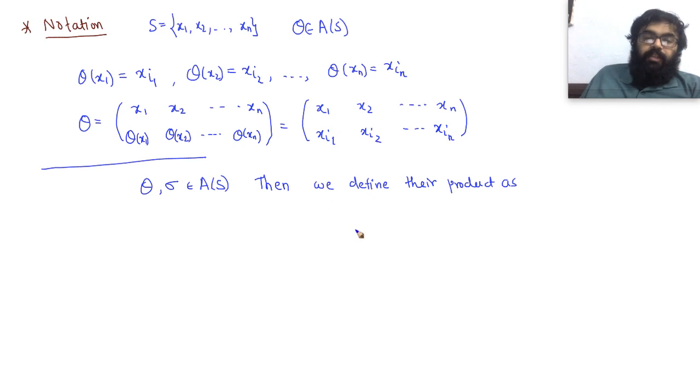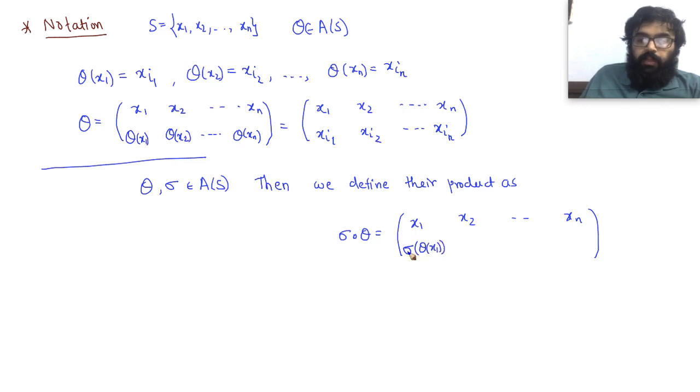Both are possible: theta composition sigma, sigma composition theta. So how do we write it? Let us say sigma composition theta. This is x1, x2 and so on. So x1 goes to, first theta is applied, right? Theta is on this side in the composition. So sigma composition theta of x1 is nothing but sigma of theta of x1. Sigma composition theta of x2 is nothing but sigma of theta of x2.